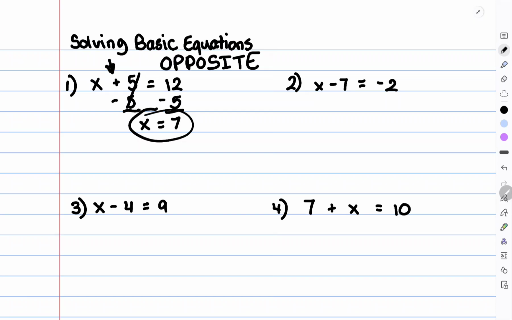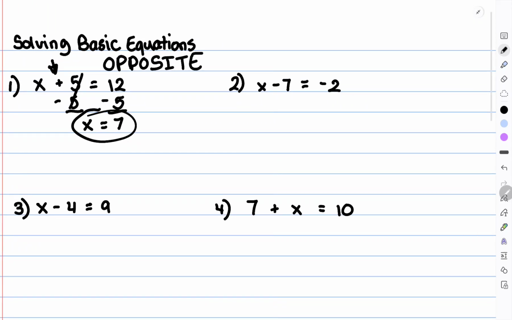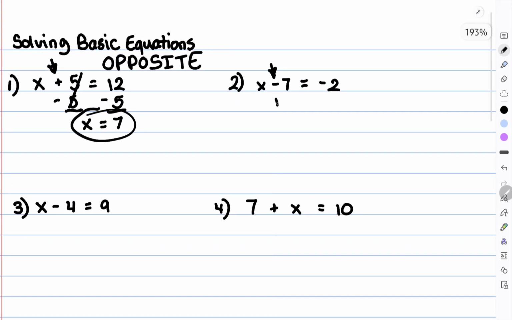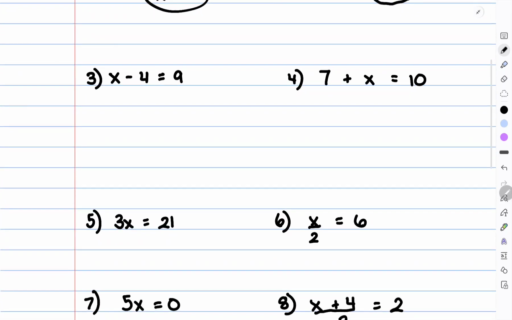Okay? So let's go ahead and do number 2. Same thing. Here it's subtracting, so now we're going to add 7. Negative 7 plus 7 is 0. And then we do it to the other side. Negative 2 plus 7 is going to be 5, and x equals 5. Again, it's that easy. Number 3. Here we are subtracting again, so to do the opposite, we're going to add. Negative 4 plus 4 is 0. Now add to the other side. 9 plus 4 is 13. So x equals 13.